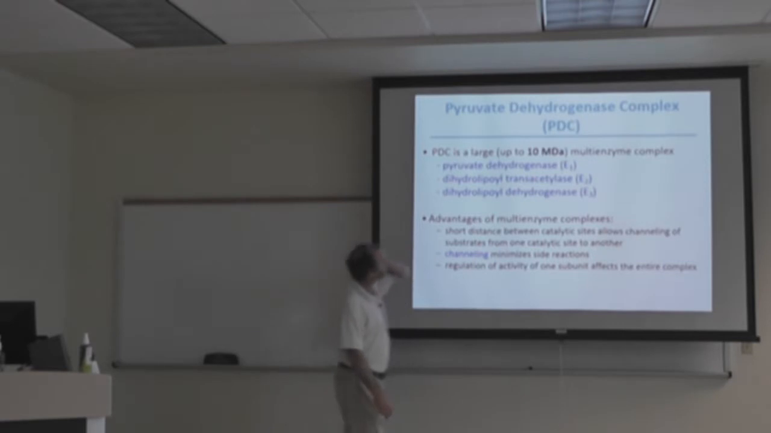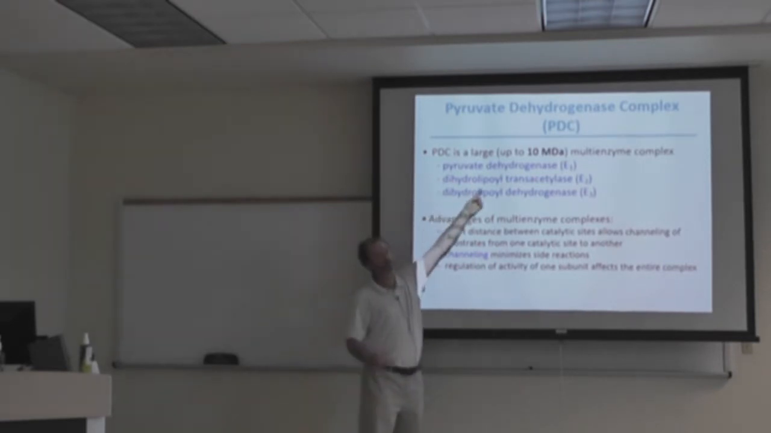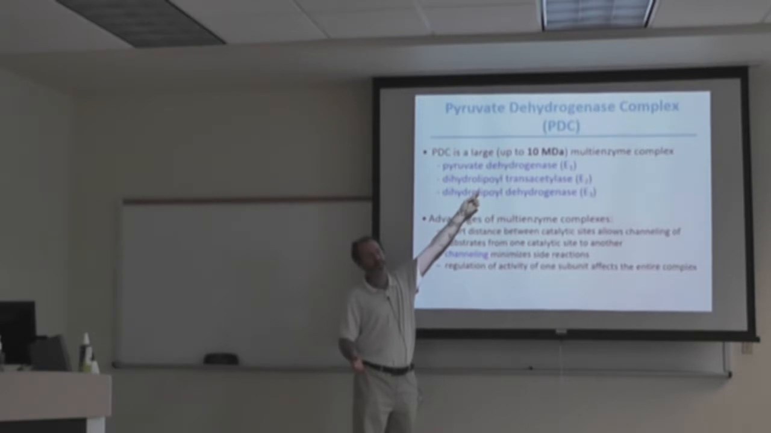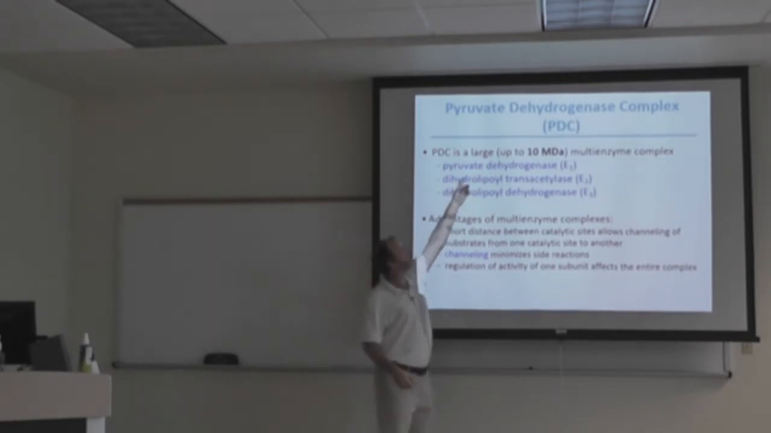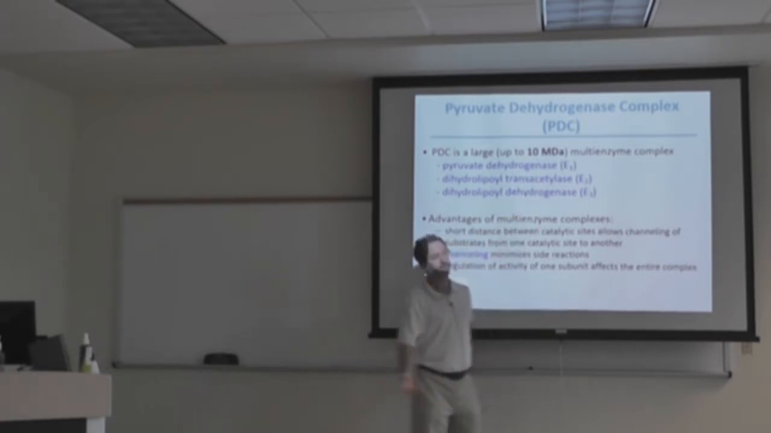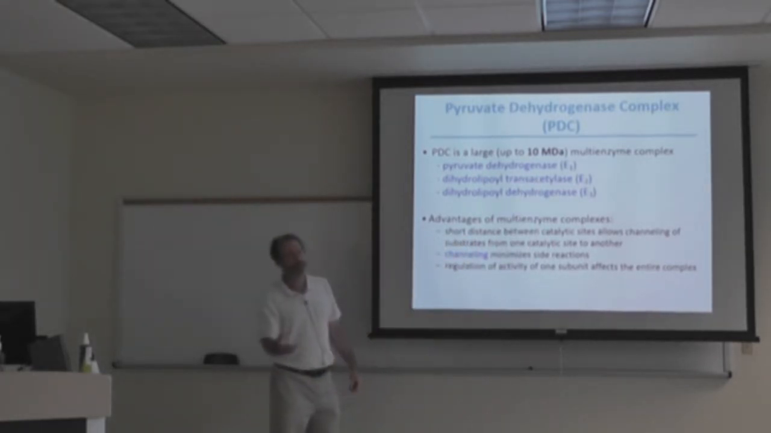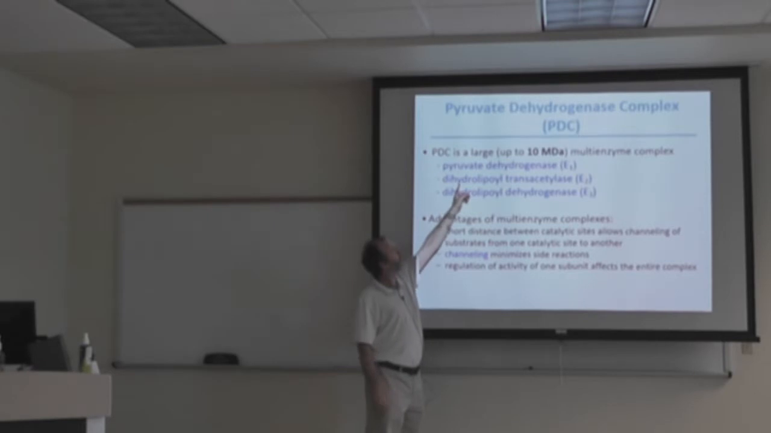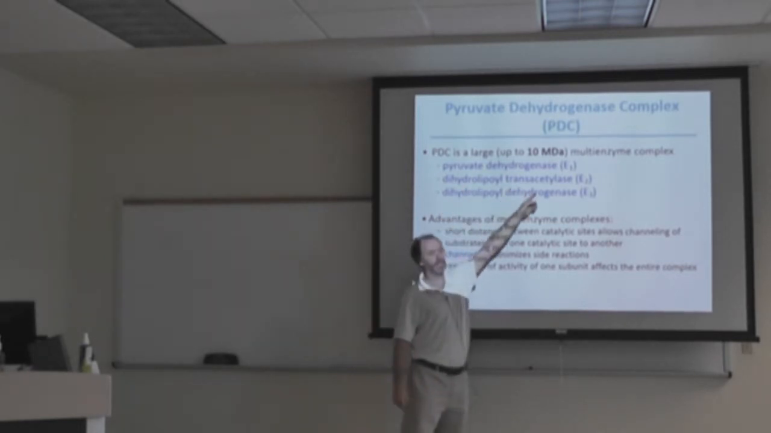So just from the names, what do you think pyruvate dehydrogenase, what kind of activity is that going to do? Yeah, so it's an oxidation-reduction reaction. This is where you get the oxidation of pyruvate. And you also get decarboxylation at this step. What about dihydrolipoyl transacetylase? Transacetylase, what do you think that is?